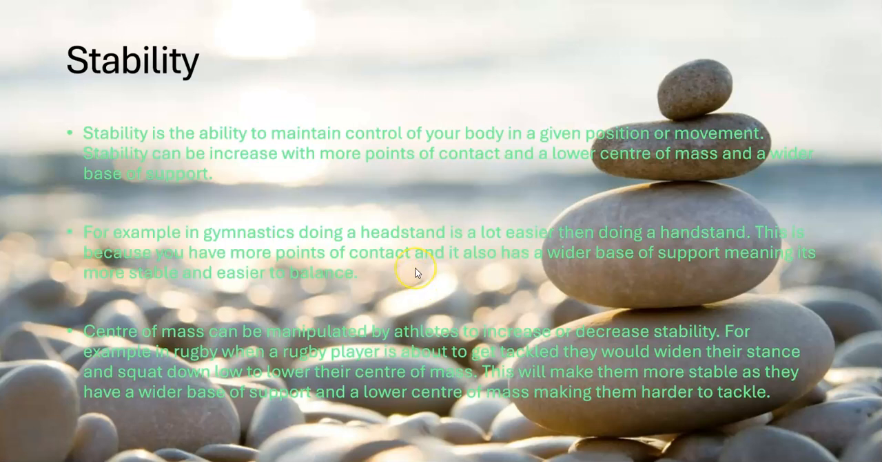Center of mass can be manipulated by athletes to increase and decrease stability. For example, in rugby, when a rugby player is about to get tackled, they would widen their stance and squat down low to lower their center of mass. This will make them more stable as they have a wider base of support and a lower center of mass, making them harder to tackle.